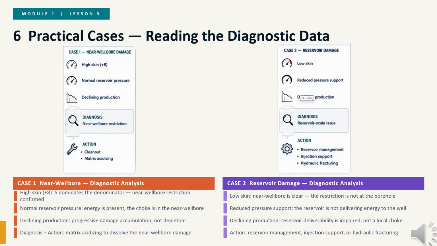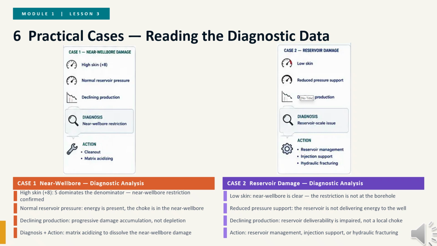Now apply it. 2 wells. Same symptom. Declining production. Case 1. High skin. Normal pressure. The reservoir has energy. But flow is blocked near the wellbore. That is a local problem. You treat it with acid.